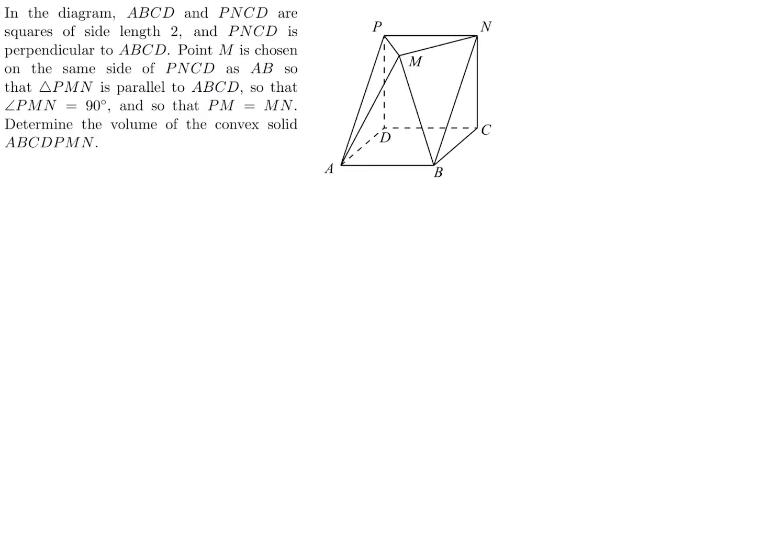In the diagram, ABCD and PNCD are squares of side length 2, and PNCD is perpendicular to ABCD. Point M is chosen on the same side of PNCD as AB, so that triangle PMN is parallel to ABCD, so that angle PMN is 90 degrees, and so that PM is equal to MN. Determine the volume of the convex solid ABCDPMN.